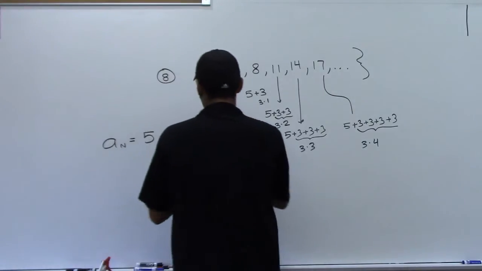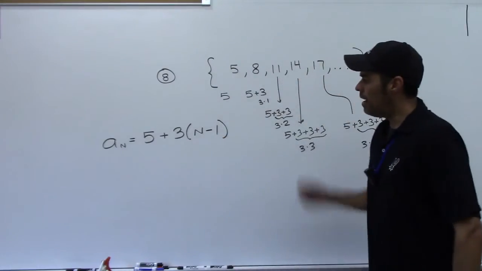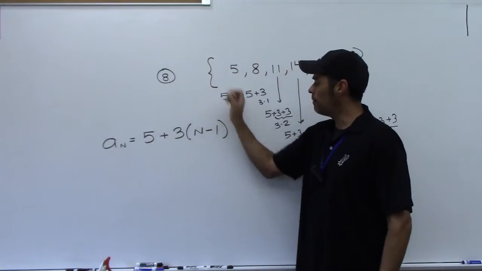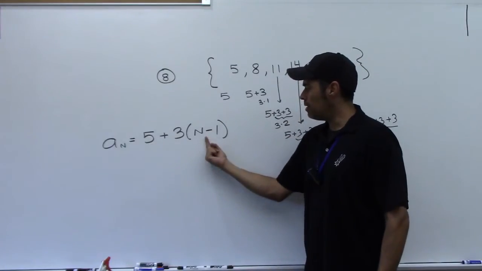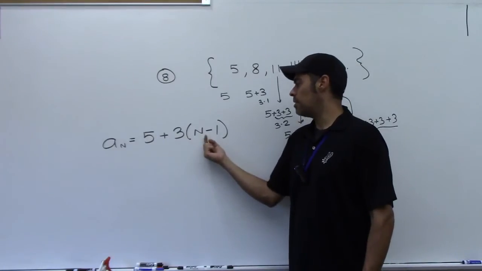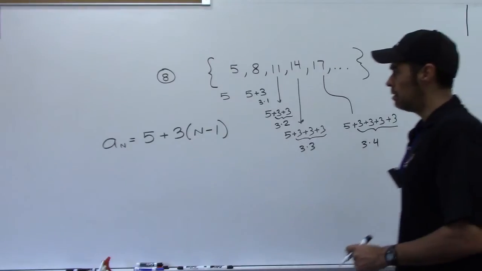So what I'm going to do is shift this to n minus 1, like that. And now when I plug in 1, I get 0 here. This all goes away. I get 5 here. When I plug in 2, I get a 1 here. That gives me 3 times 1 is 3. Add 5, we get 8. And then I keep going. And that's it. That'll work.